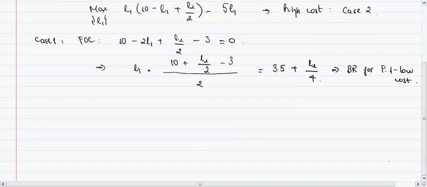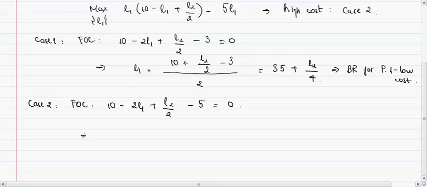We continue to do that for case 2, where we are dealing with the high cost case. Again, we find the first order condition, where we maximize the objective function by differentiating it and setting it equal to 0. So again we get 10 minus (2L1 plus L2) divided by 2, minus 5, and we make that equal to 0.